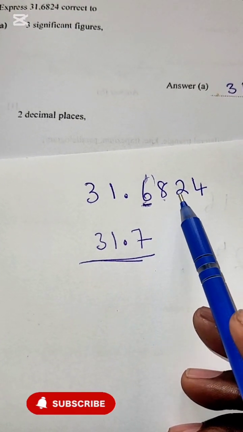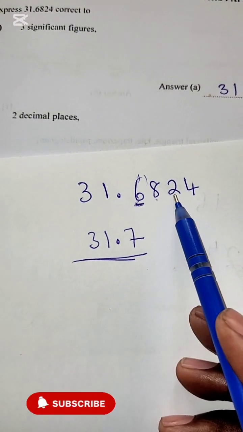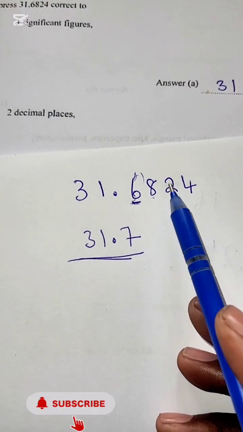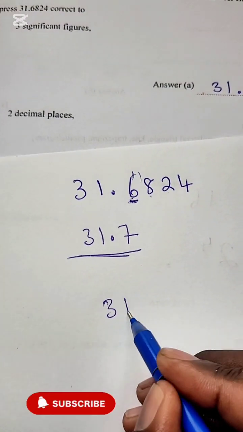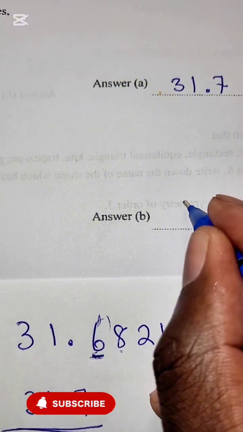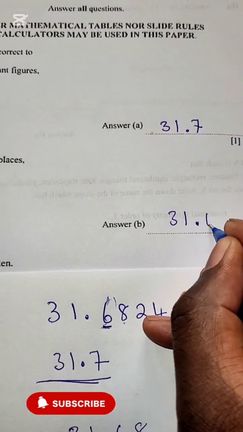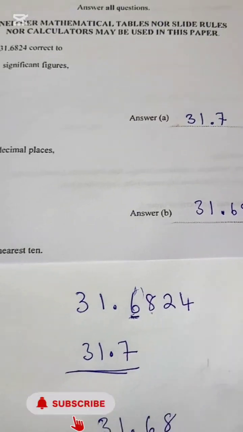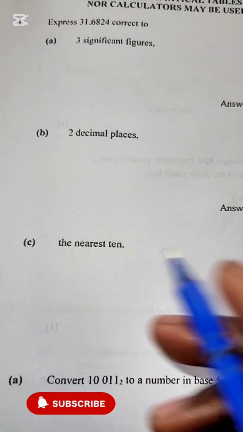So there's 2 here. We cannot add anything because it is below what? Below 5. If it was 5 and above, we could add 1 here. So it will be 31,68. So the answer will be 31,68. Okay. To the nearest 10.